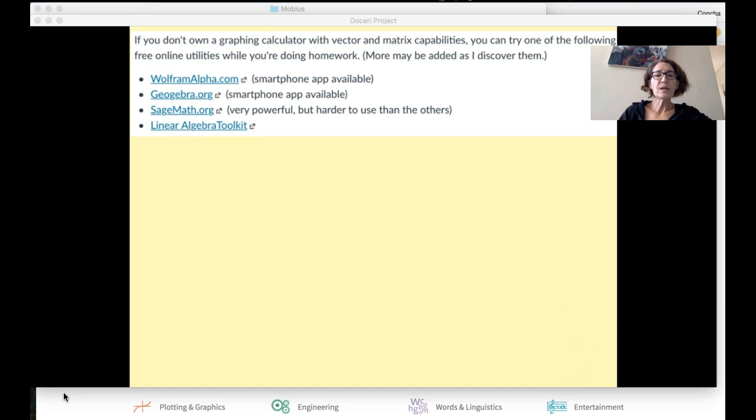It's got some tools that you can use. It also has a lot of examples, a lot of practice problems you can do. It's a very helpful website. So I'm going to show you Wolfram Alpha, which is my favorite.